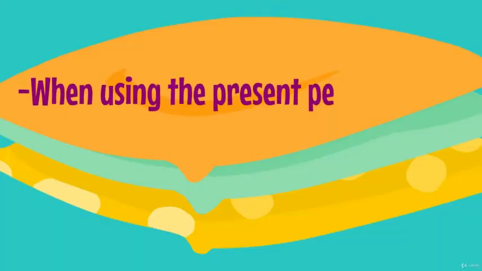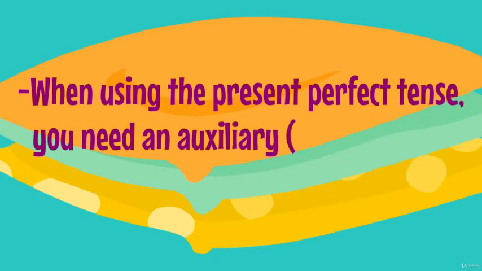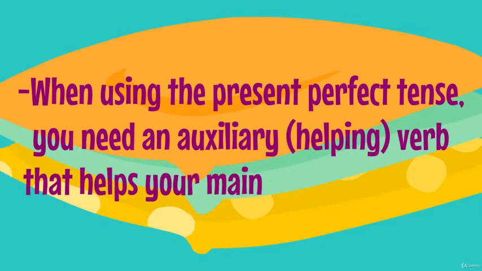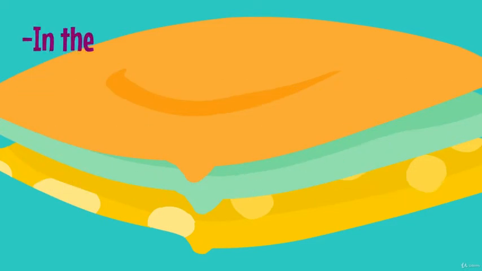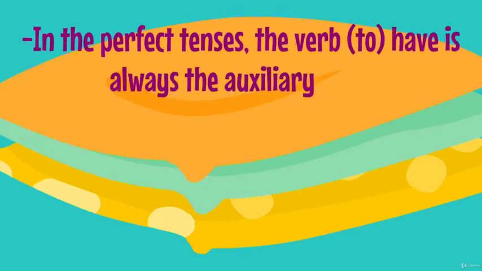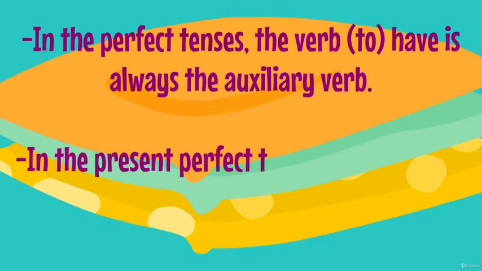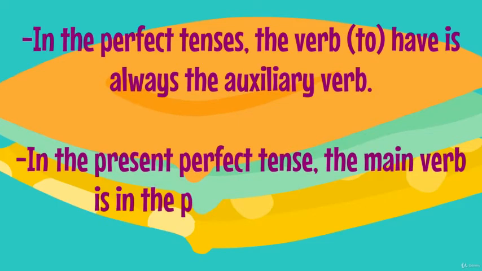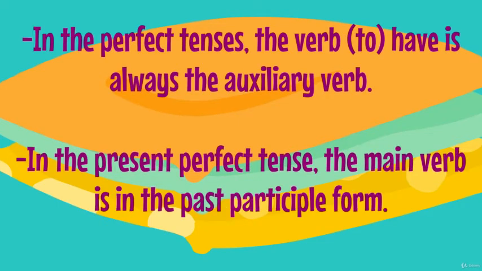When using the present perfect tense, you need an auxiliary verb that helps your main verb to function. In the perfect tenses, the verb to have is always the auxiliary verb. In the present perfect tense, the main verb is in the past participle form.